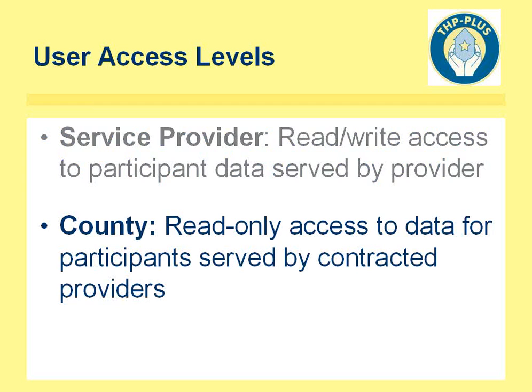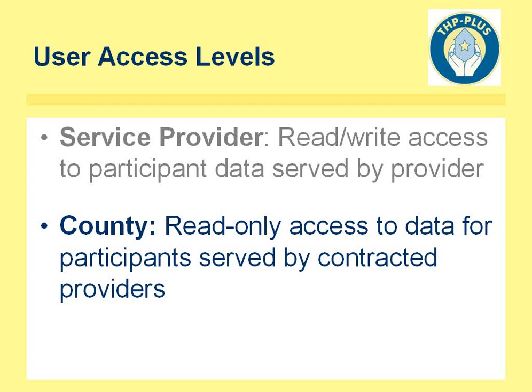Then the other access level is the county access level, and this is read-only access to data for the participants that are served by all of the contracted providers for that county. So, for example, if a county has 3 different service providers and each of them is entering data into the tracking system, then the county will be able to log in and look at the data for the participants in each of those 3 programs.